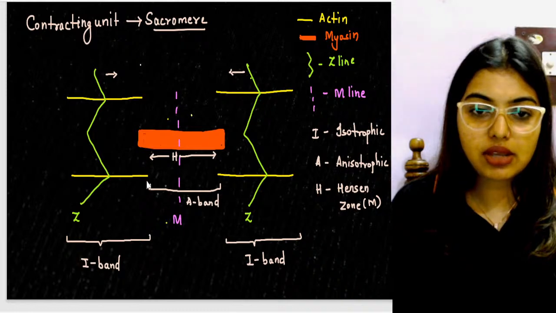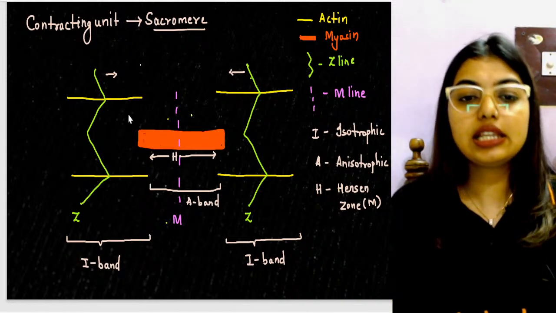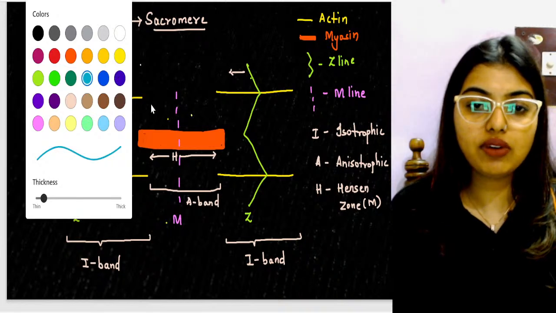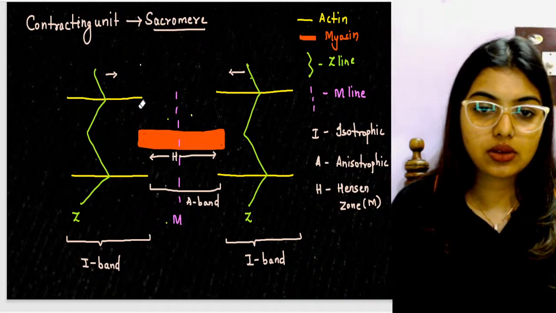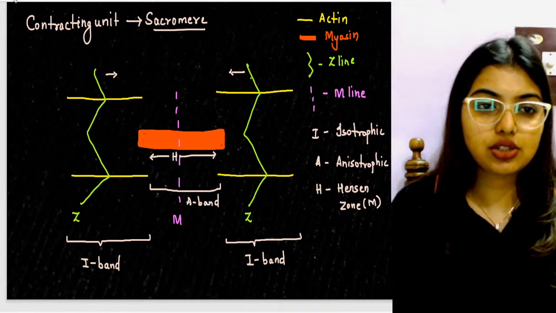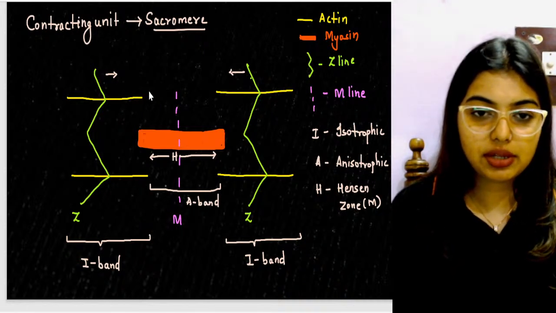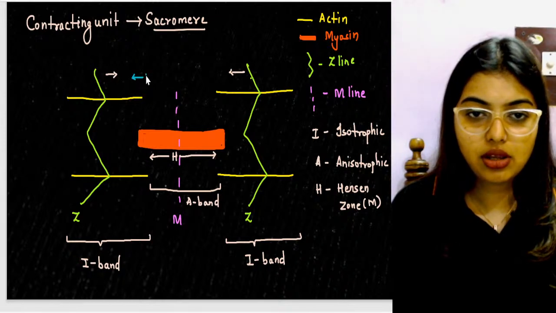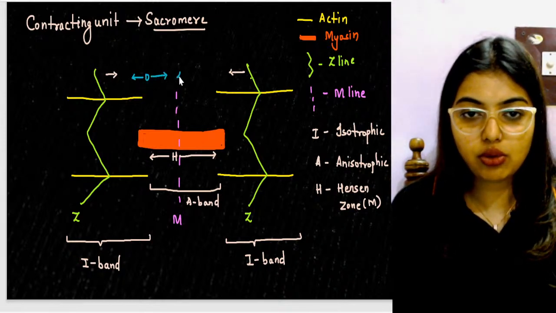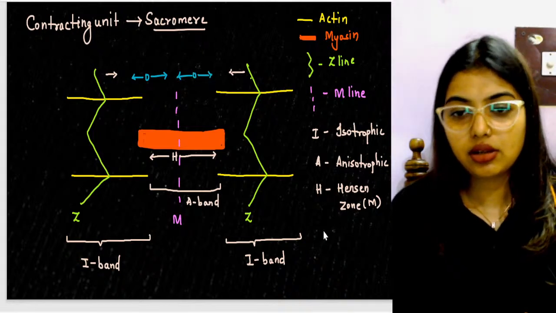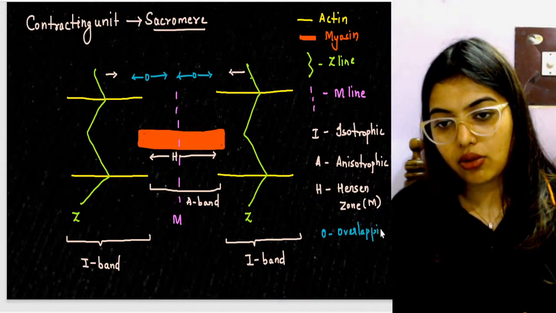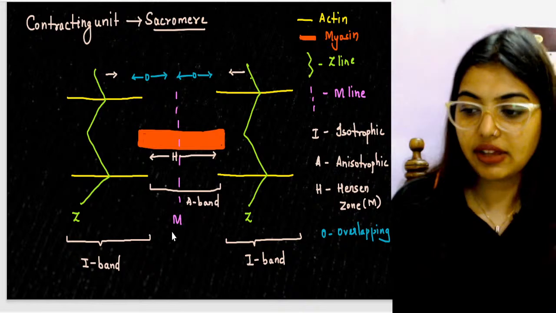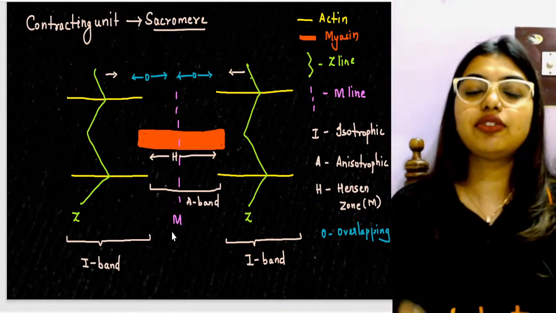Then students, here you can see myosin is there, actin is there. It's somewhat like this. This portion is going to be called the overlapping zone. But it's difficult to label here, so I'm just going to label here O zone, or the overlapping band. Overlapping zone, band, anything you can say, where both actin and myosin are there. Now these are the different types of zones.